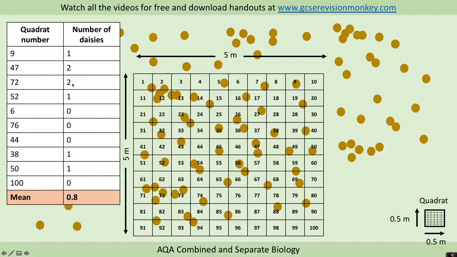And we're going to then calculate a mean number of daisies per quadrat, and because we're going to use this number again in a minute in a calculation, I'm just going to leave it as a decimal rather than rounding it as I would do normally with a mean. So we've got a mean number of daisies per quadrat, and now we need to use this to estimate the number of daisies in the whole school field.